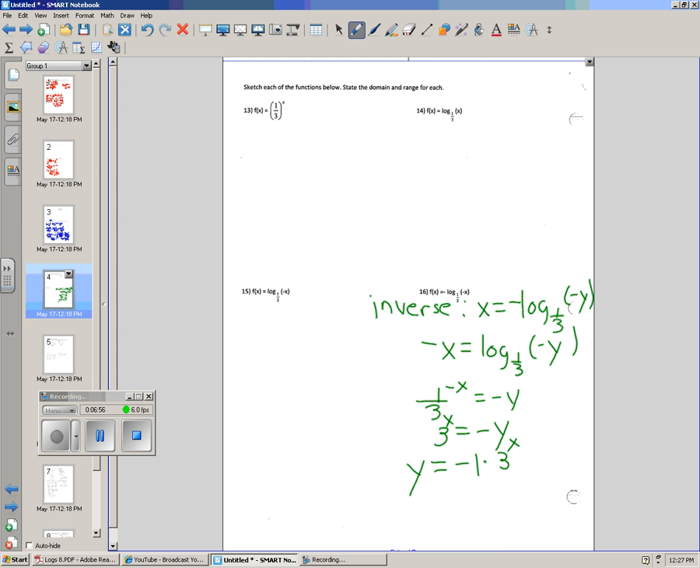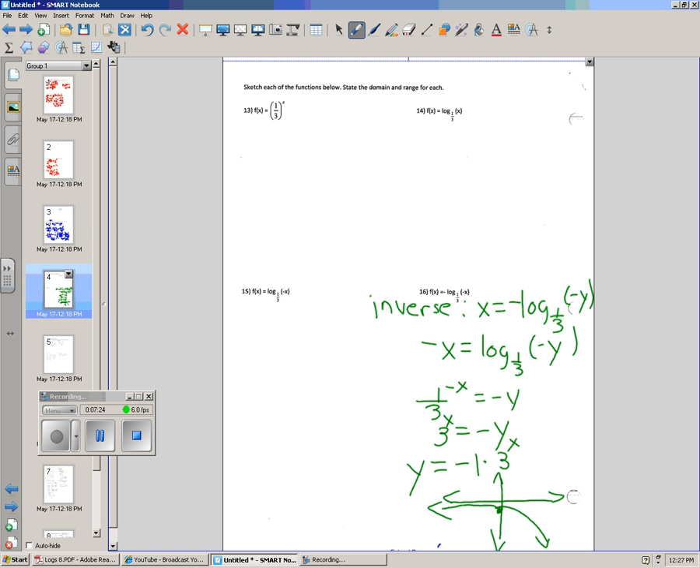So when we graph this, we get that we have a dot at 0, negative 1. And then when the x's get really big, the y's are just going to get small. If you put in a number like 100, you're going to have negative 1 times 3 to the 100. It's going to be really tiny. When x gets small, y's are going to get closer to 0. So that's the graph of our inverse.